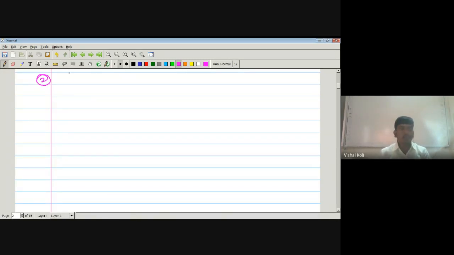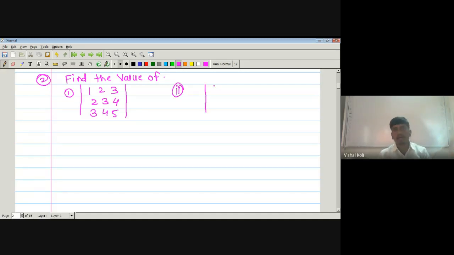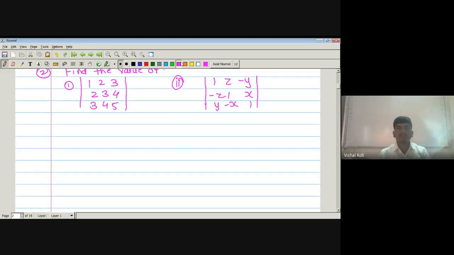Now find the value of the first one, 1 2 3, 2 3 4, 3 4 5, and the second example will be 1 z minus y, 1 z minus y, minus z 1 x, and y minus x 1. So here we have been given two determinants of order 3 and we have to find their values. So first we will solve the first one.